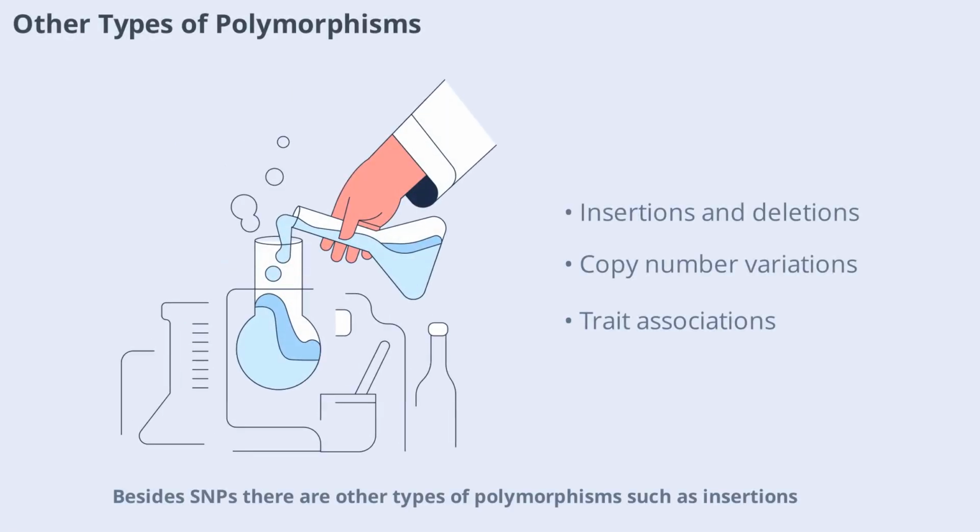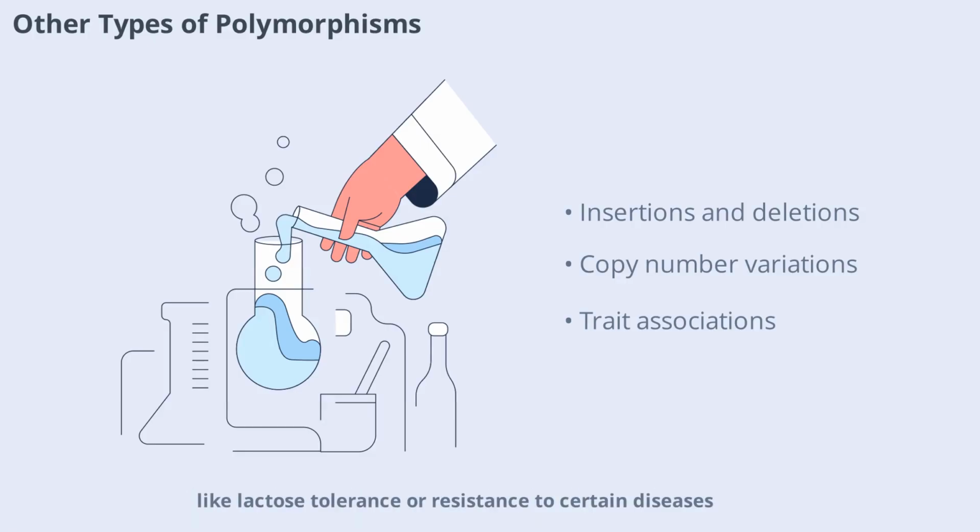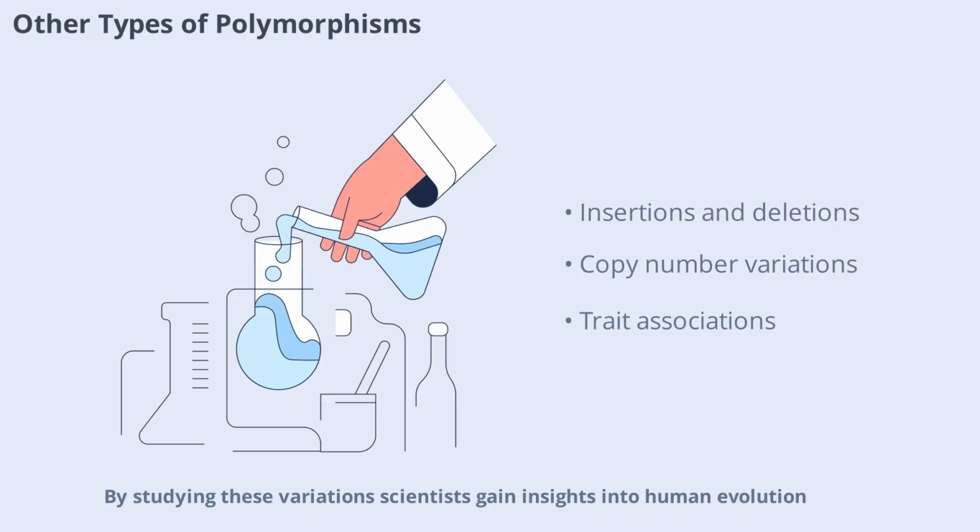Besides SNPs, there are other types of polymorphisms, such as insertions, deletions, and copy number variations. These changes can involve larger segments of DNA and may affect gene function or regulation. Some polymorphisms are associated with specific traits, like lactose tolerance or resistance to certain diseases. By studying these variations, scientists gain insights into human evolution, health, and disease susceptibility.